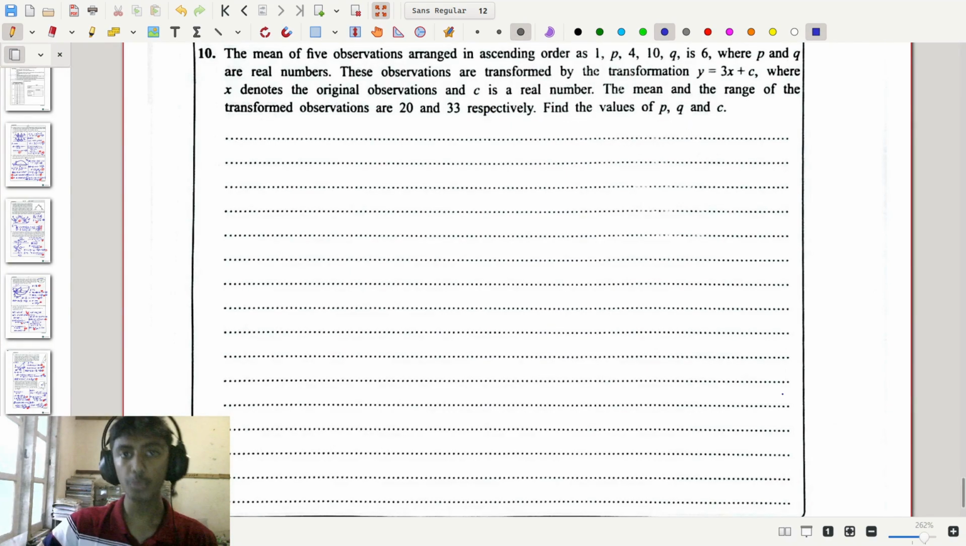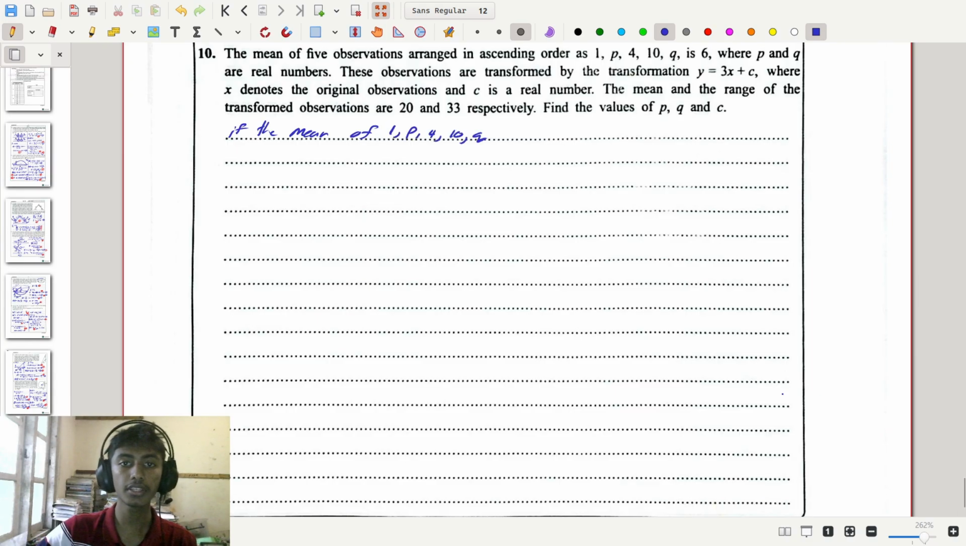Now to start off this question, let's write down what we know. We know that the mean of these observations is equal to 6. So if the mean of 1, P, 4, 10 and Q is 6, then 1 plus P plus 4 plus 10 plus Q divided by the total number of observations, which in this case is 5, is equal to 6.